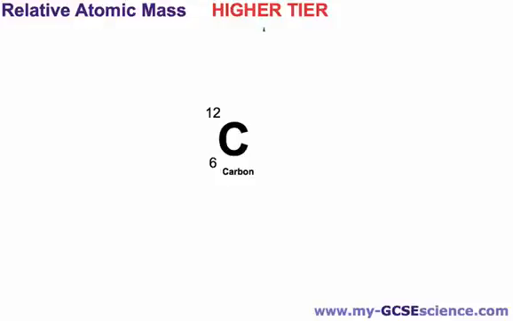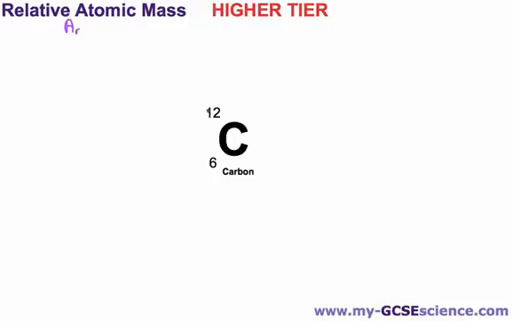Hello and welcome. In today's video we are looking at this idea of relative atomic mass, and this is specifically for the higher tier for chemistry unit 2 for GCSE science. Now relative atomic mass, we can have an abbreviation for that. We can use capital A with a small r, that just means relative atomic mass.